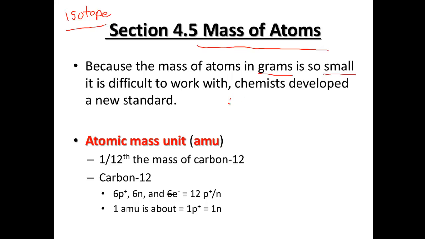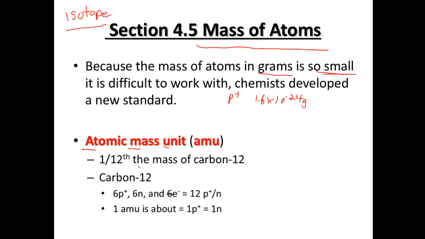Remember, one proton is equal to about 1.6 times 10 to the negative 24th grams. That's way, way too small for us to work with. So they've come up with what is called the atomic mass unit. We're going to abbreviate it AMU.